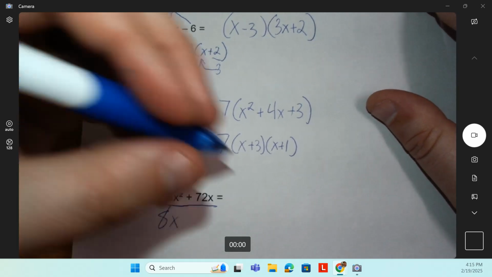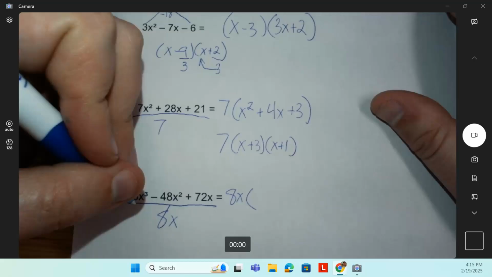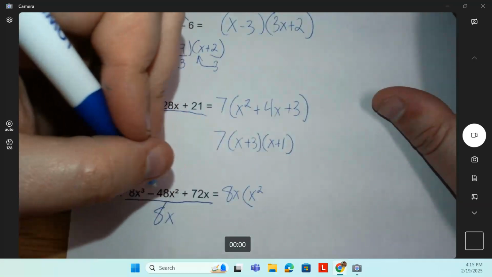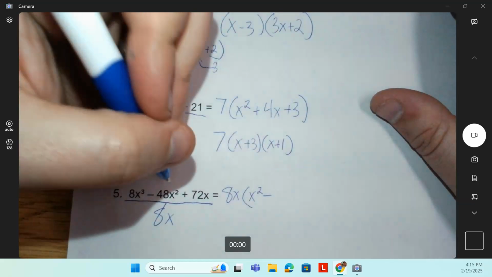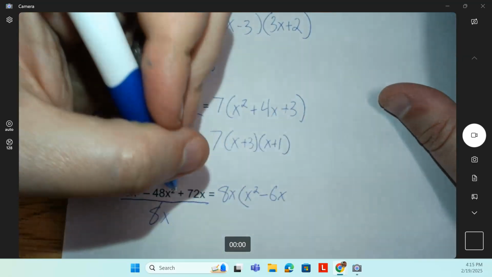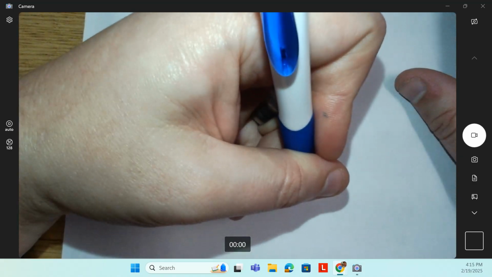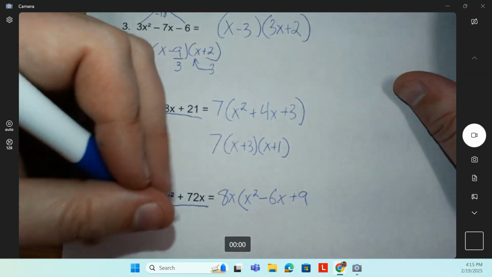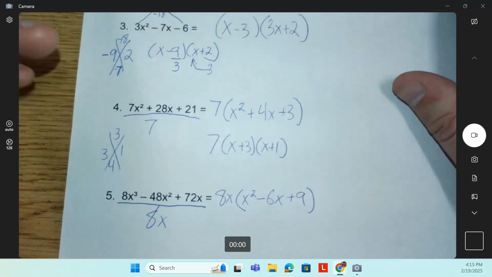So when I divide that by 8x, again, I'll put the 8x up front. That gives me x squared. Negative 48. X squared divided by 8x would give me 6x. And 72 is 9 times 8. So that x gets rid of the other x. 72 divided by 8 is 9.